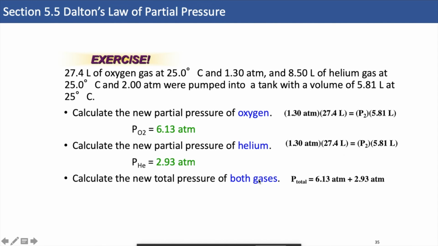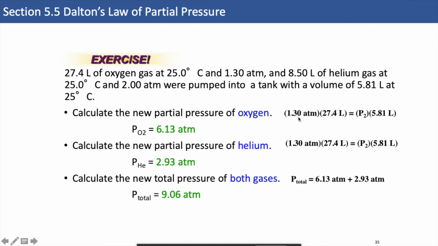What would be the total pressure of both gases? Well, again, we've got Dalton's law here. We can add them together and get 9.06 atmospheres when we add both of these together. Again, think through this logically. I'm starting with 27.4 liters, and now I'm decreasing it. What should happen to the pressure?